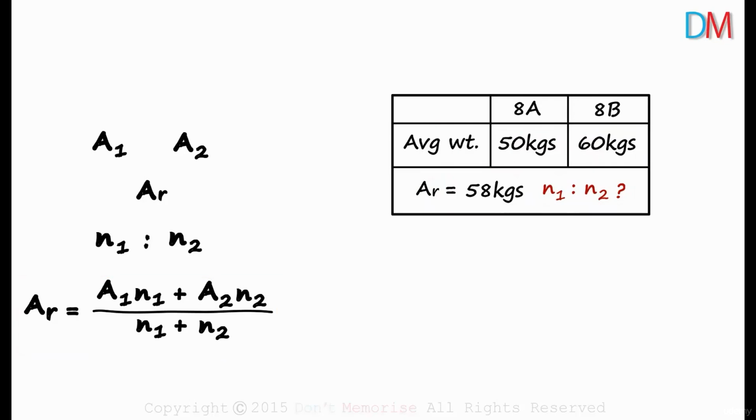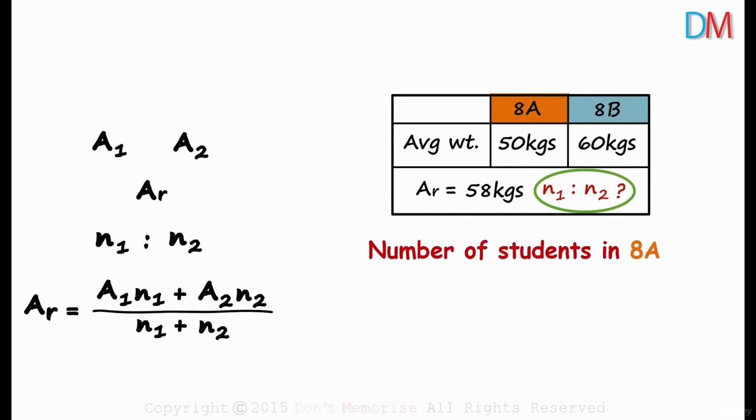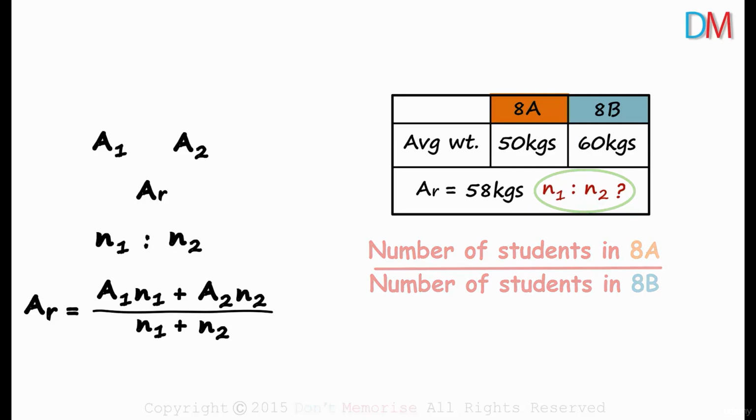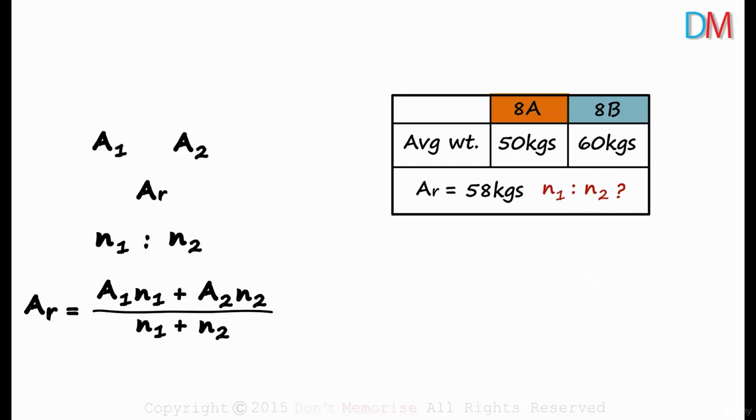Let's see. Look at this example. There are just 2 divisions in Class 8. And the average weights of students in 8A and 8B are 50 and 60 kilograms respectively. And the overall average of Class 8 is given as 58 kilograms. We are asked to find the ratio of N1 to N2. What is this ratio? It is the ratio of the number of students in Class 8A to the number of students in Class 8B. Now let's substitute these values onto our resultant average formula.